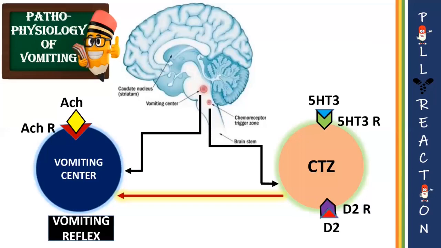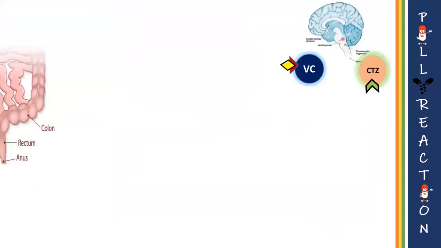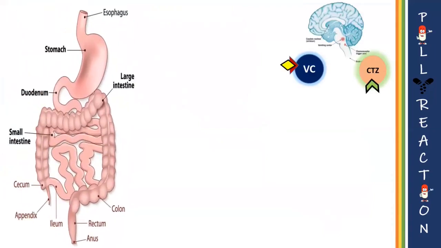Though CTZ is located in the medulla like the vomiting center, CTZ lacks the blood-brain barrier, BBB for short. The lack of the blood-brain barrier at the chemoreceptor trigger zone allows it to be directly stimulated by drugs, chemicals, and toxic substances. Next, let us recap the anatomy of the stomach.